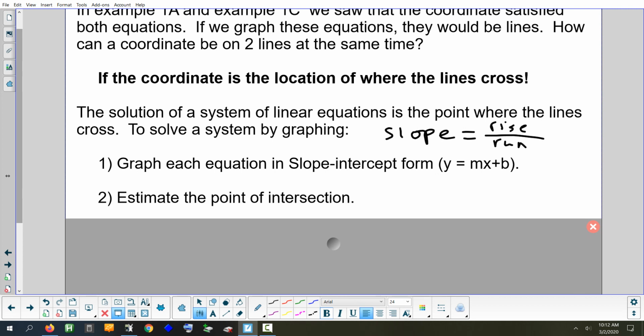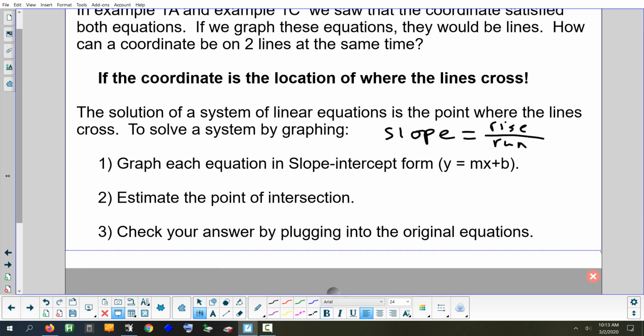Step 2. Estimate where you think they cross. Like I said, 90% of the time, I'm going to try to have it cross at a nice number, not a decimal. Because if you're graphing using graph paper by hand, it's very hard to tell if they cross at a decimal. Okay, so we're going to try to make the answers come out nice. Then, once you estimate where they cross, step 3 is what you guys just did in examples 1A, 1B, and 1C. Step 3 is to check your answer and make sure it works.